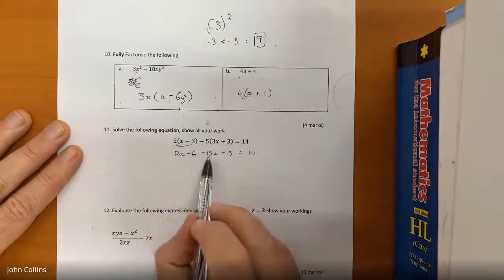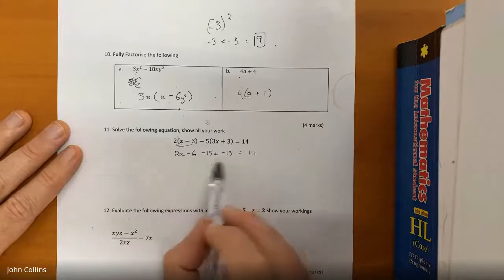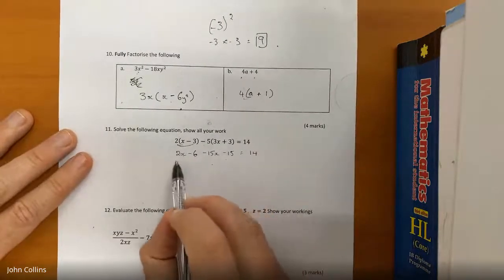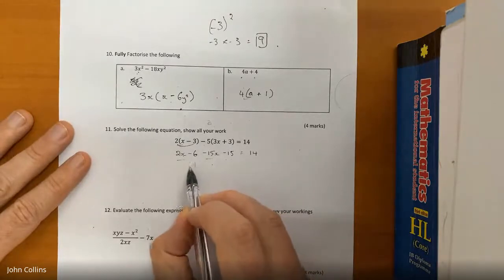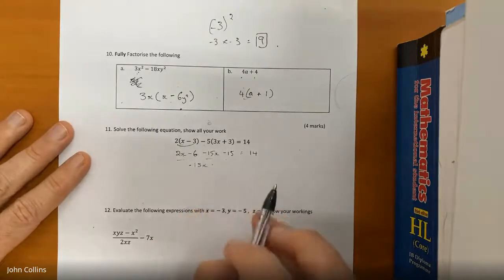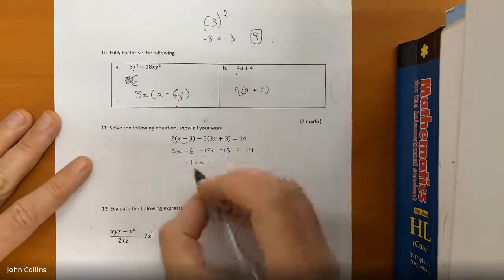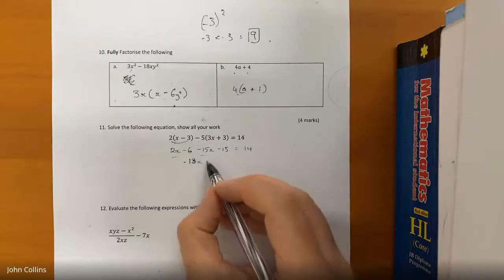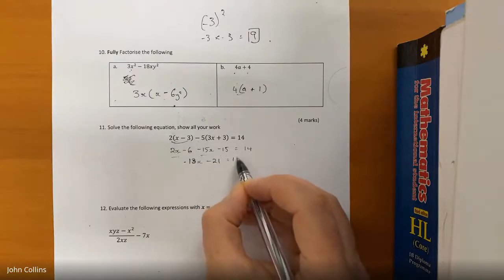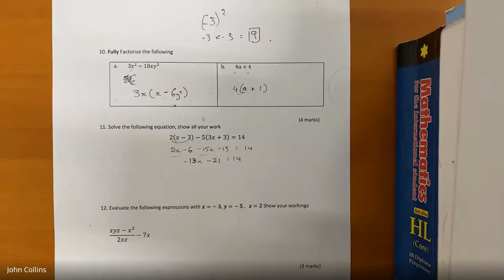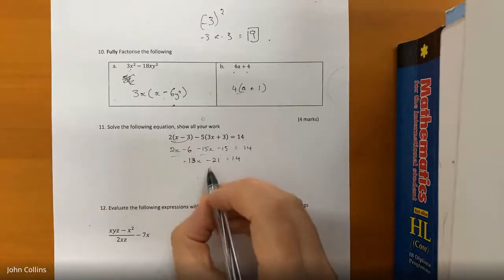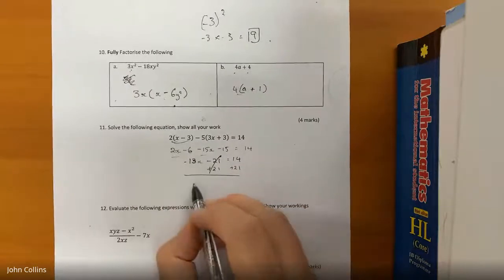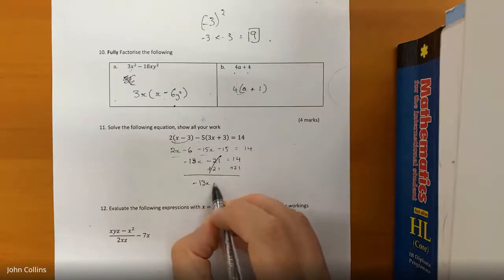Right, I'm going to add or subtract like terms on the same side first. If they're on the same side, you add or subtract them before you start solving. So 2x take away 15x's gives me negative 13x. Minus 6 take away another 15 is negative 21, and that equals 14. All right, solve. So I need to get rid of a negative 21, so I add 21. And that's going to make negative 13x equals positive 35.